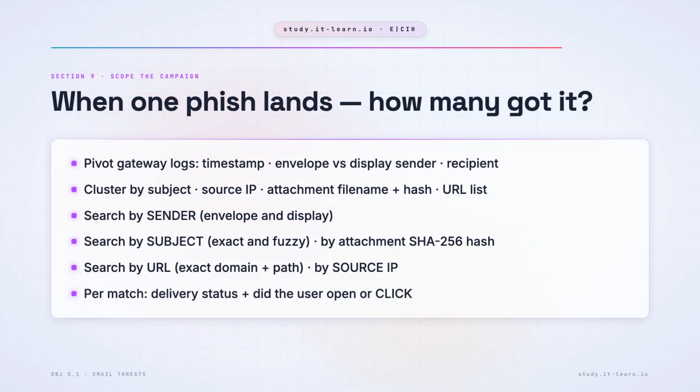Then run the scope search five ways: by sender address, both envelope and display, by subject, exact and fuzzy, by attachment hash, the SHA-256, by URL, exact domain and path, and by source IP. For every match, determine delivery status and whether the user opened or clicked. That tells you who to reset and who to warn.